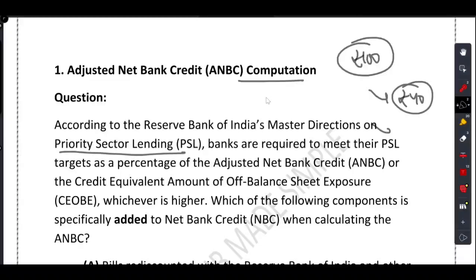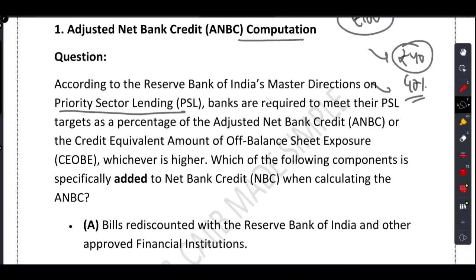But here is the catch. 40% of what exactly? When I say 40%, 40% of what? So let me first take you to the question. The question is that according to the RBI master direction on PSL, banks are required to meet their PSL target as a percentage of ANBC, you know it very well, or CoB, whichever is higher.